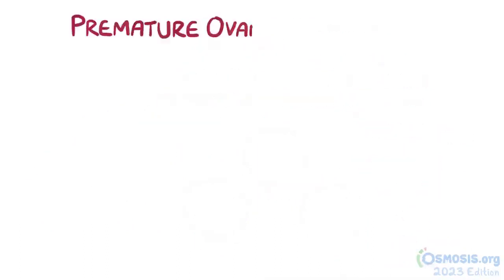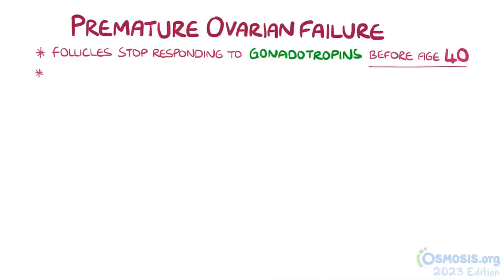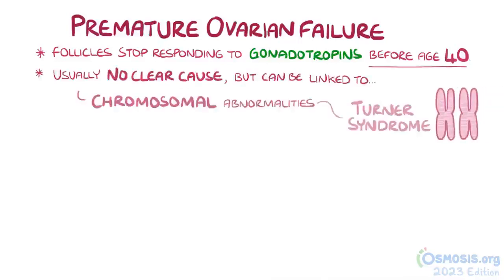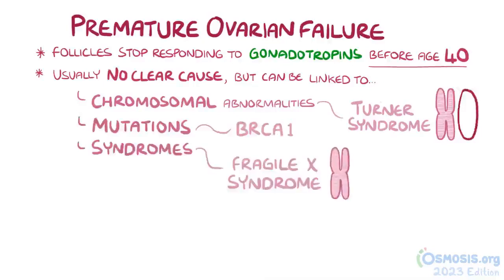Now, in premature ovarian failure, the follicles stop responding to gonadotropin stimulation earlier than usual, that being before the age of 40. In the majority of cases, there's no clear cause. In some cases, it's linked to chromosomal abnormalities, like Turner syndrome, where an X chromosome is missing. Other times it can be gene mutations, like BRCA1, or in a syndrome like Fragile X syndrome, which is caused by the expansion of a trinucleotide repeat within a gene on the X chromosome.